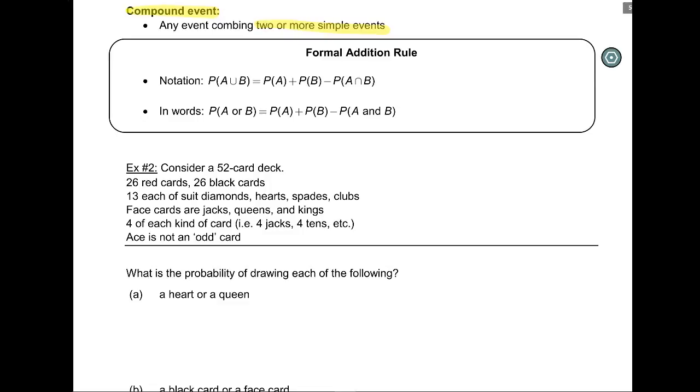So anyway, basically there's this addition rule. Do you recognize this union notation? Union is how we would read "or." In words, the probability of A or B is the probability of A plus the probability of B minus the probability of A and B. So basically this is so we don't count things twice.